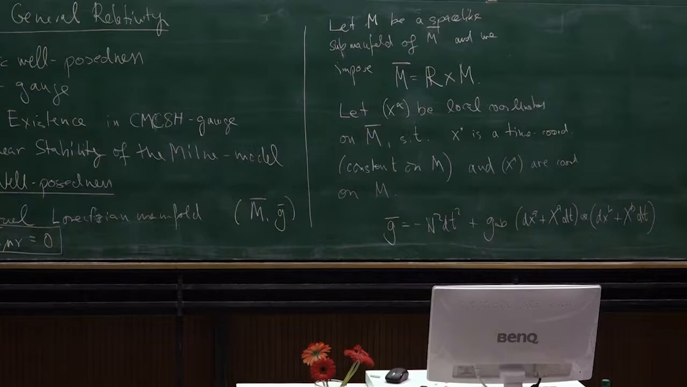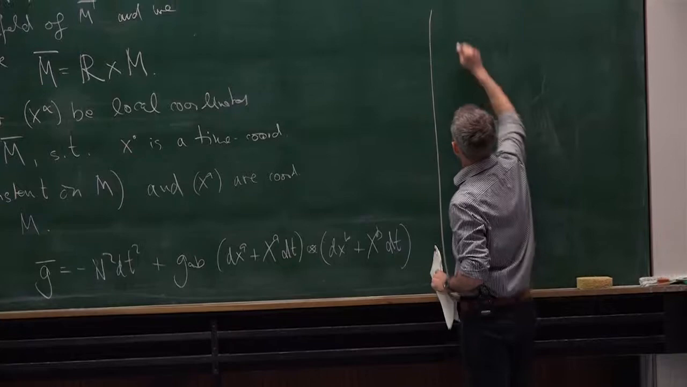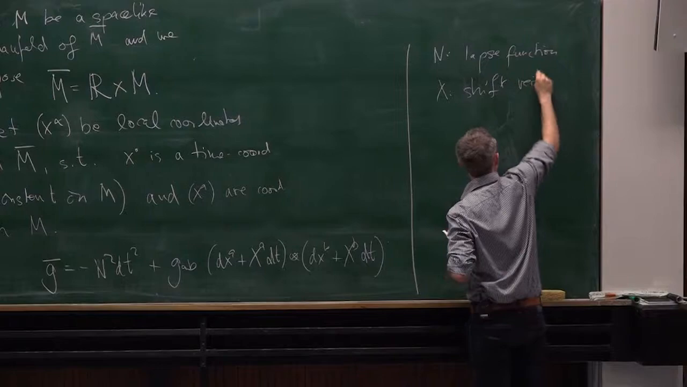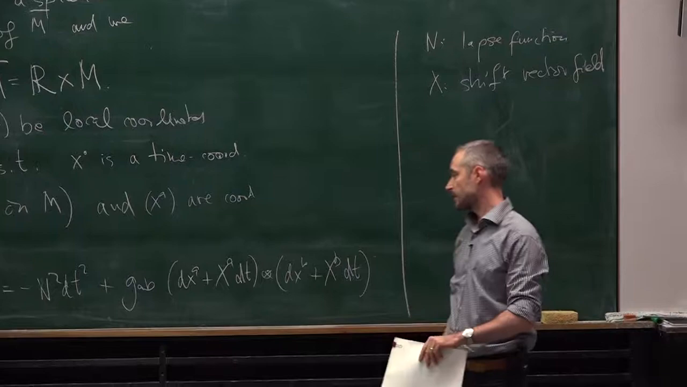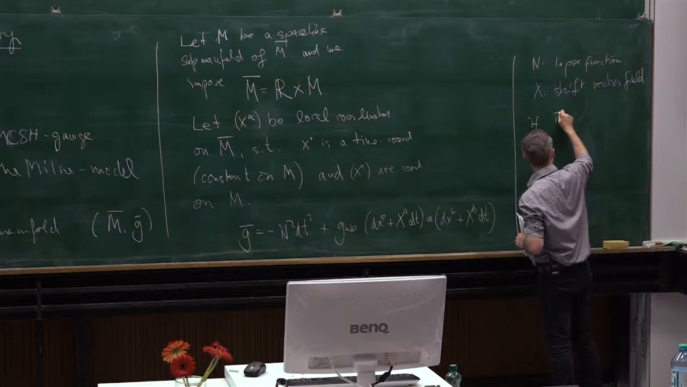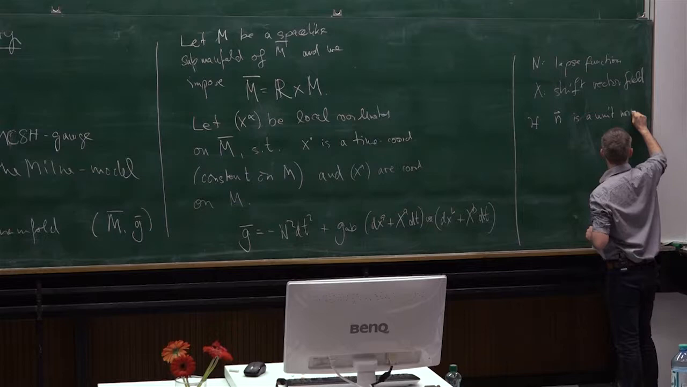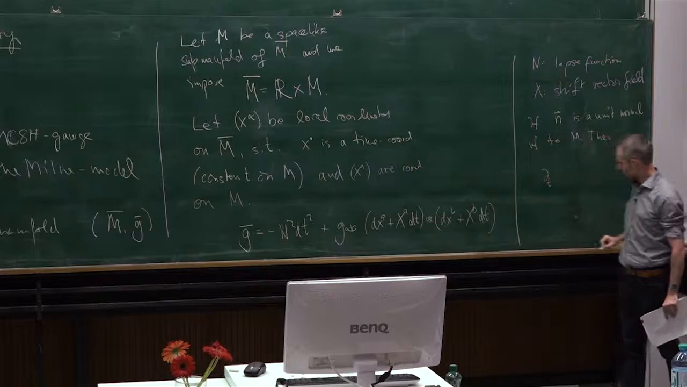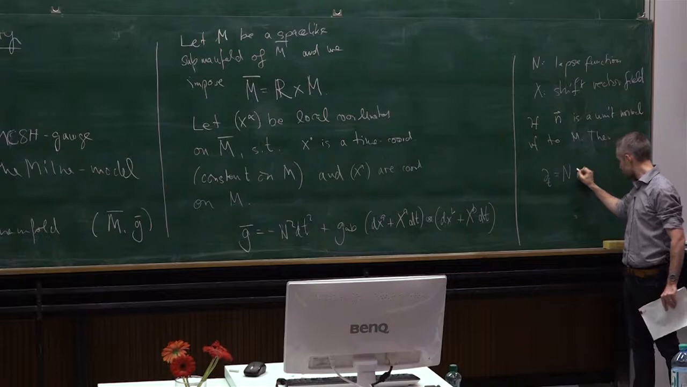So N is called the lapse function, and X is called the shift vector field, which, if we fix a certain space-like hypersurface, are either a function for N or a vector field on the surface, okay? Now, if n, writing n as a vector, is a unit normal vector field to the hypersurface, then we can decompose the time vector field ∂_t in the following way. Here is the lapse, that is the normal vector field, and this is the shift vector.